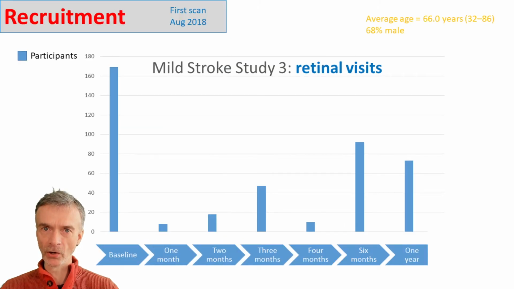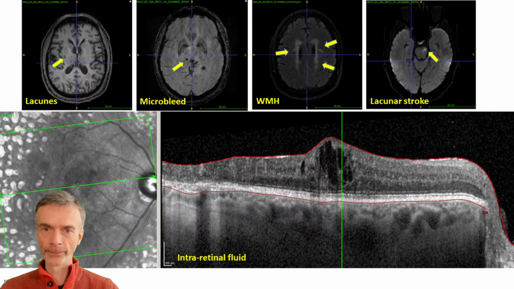The study that's ongoing is called Milestroke Study 3, and we're following patients across time. So we've got up to 180 patients at baseline, and these patients are coming all the way through, being followed up to 1 year. Recruitment is still ongoing, and follow-up is obviously ongoing as well.